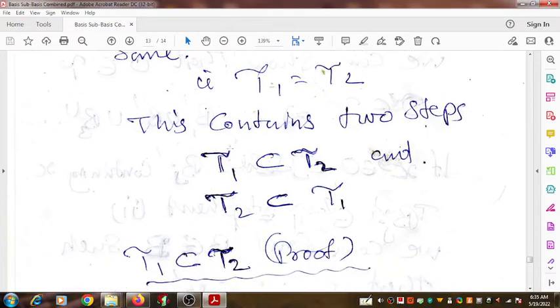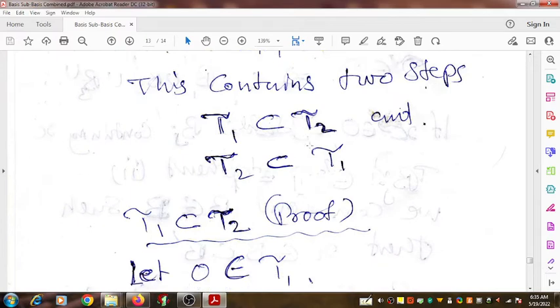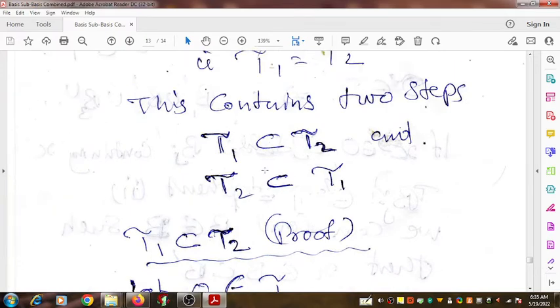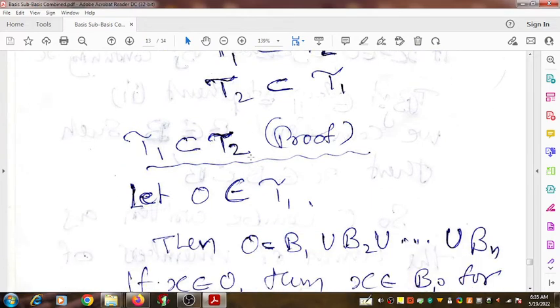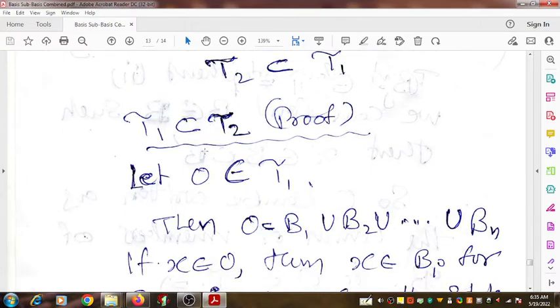So to proceed in that way, we want to show that τ1 is a subset of τ2 and τ2 is a subset of τ1. So in both directions we want to show. First we will show that τ1 is a subset of τ2. So, proof of the statement τ1 is a subset of τ2.